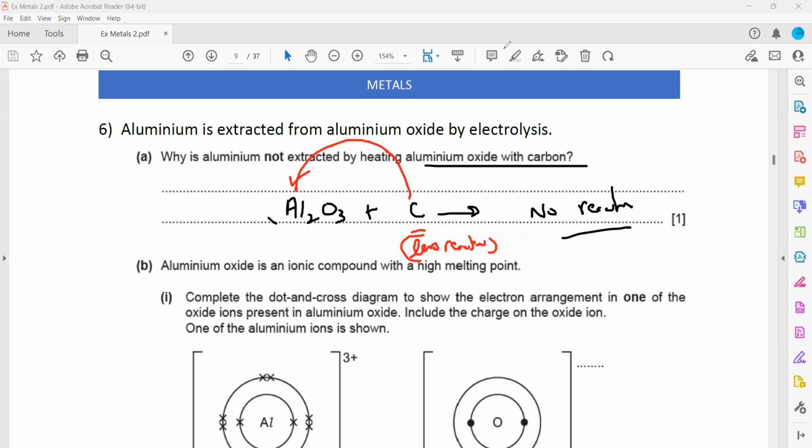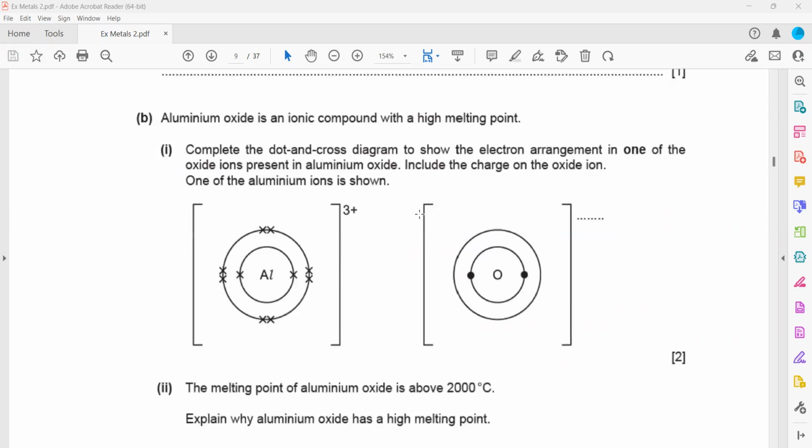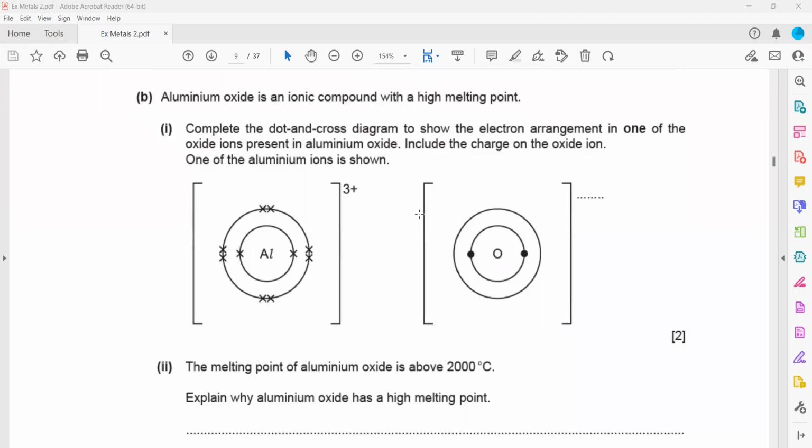So for highly reactive metals, we use electrolysis of the molten compound. For less reactive metals of moderate reactivity, we can heat with coke or carbon. And for the least reactive, we can simply supply heat energy.